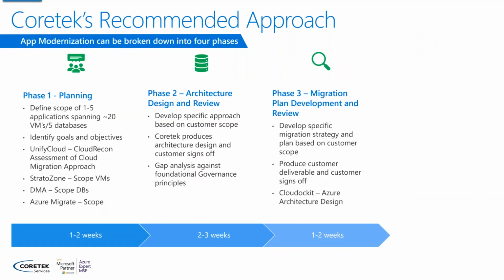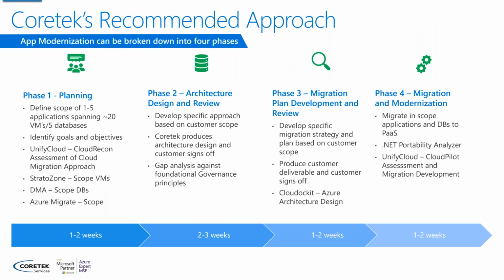What that typically comes down to is we do some planning, defining the scope of those applications, using a tool depending on where we're looking, usually either Unified Cloud, StrataZone, or some of the native Azure tools. We do architecture design and review for you, along with the gap analysis and the assessment at this point. Then we come back and say, all right, here's the migration plan, this is what it would look like, and these are the gaps we saw. We collaboratively help define that direction and how you get started. And then phase 4 is where we start the migration and the modernization.